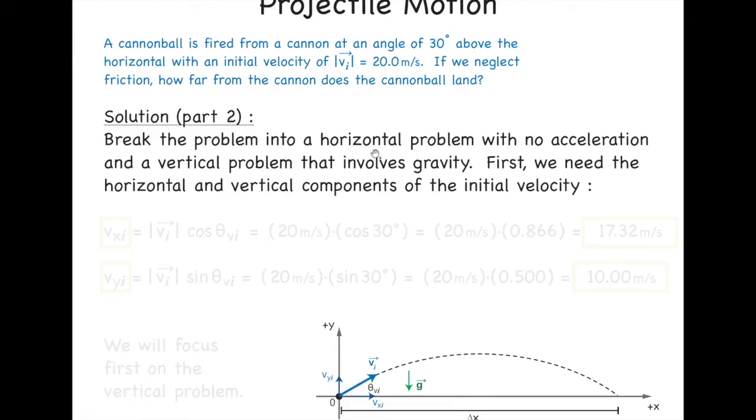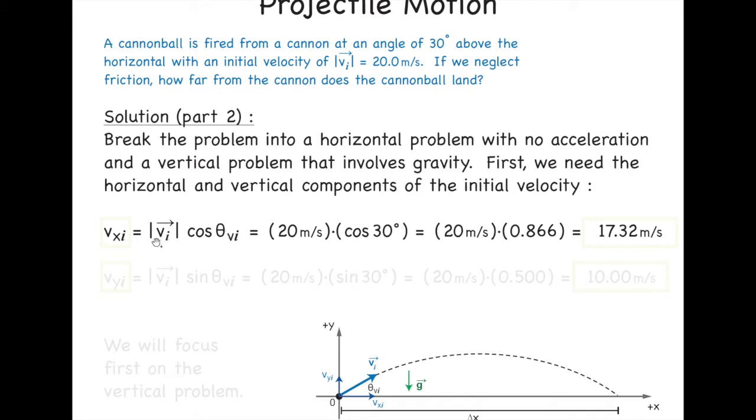So as we said, we're going to break this problem into two individual one-dimensional problems that are linked by time. So first, we need to get the x and y components of the initial velocity. The x component is just magnitude of v cosine theta, which, plugging in numbers, gives us 20 meters per second for the magnitude of velocity times cosine of 30 degrees, gives me 17.32 meters per second. So we'll hold on to that number.